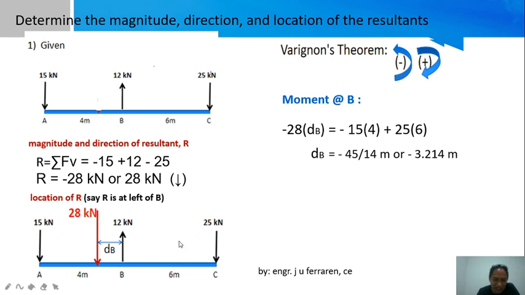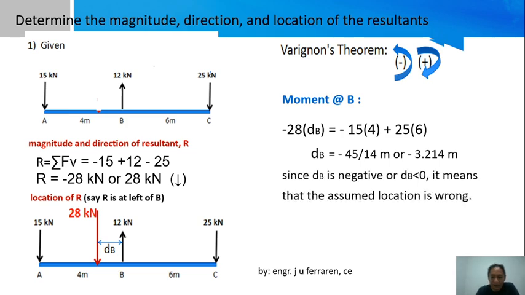Now, it's the exact location of your R with B as your reference. So, the distance here is 3.214. So, your R is at the right. That is how you interpret the result. Since B is negative, or that is less than 0, it means that our assumed location is wrong. Thus, R is 3.214 at right of B.